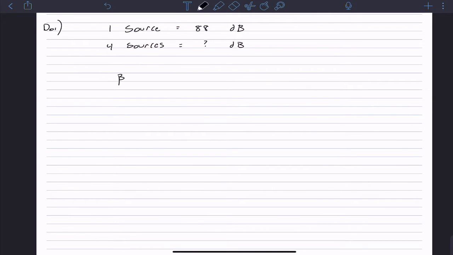The approach to this problem is basically that we have to use the sound level formula, where we have this relationship between the intensity of what we're given and a known intensity as our baseline. So we could break this apart.